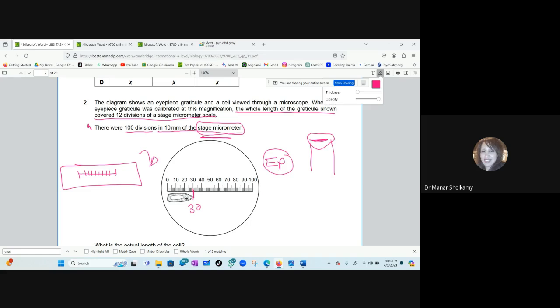Every division is a certain length in millimeters. They're telling you that there were 100 divisions in 10 millimeters of the stage micrometer. So now we are talking about the stage micrometer. Pay attention with me: these 100 divisions are equivalent to 10 millimeters. So one division is equivalent to how many millimeters?